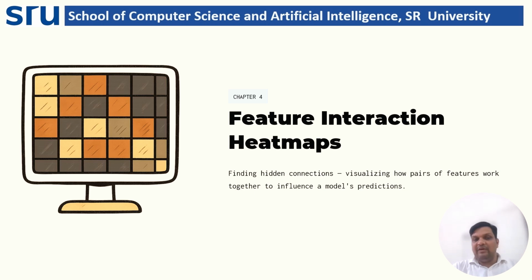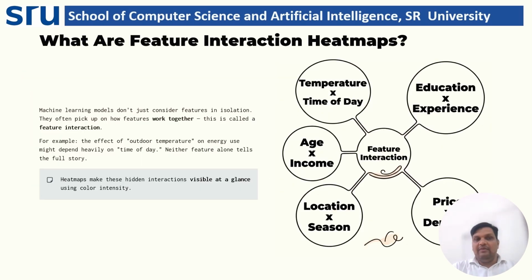Feature interaction heat map: finding hidden connections, visualizing how pairs of features work together to influence a model's predictions. What are feature interaction heat maps? Machine learning models don't just consider features in isolation. They often pick up on how features work together. This is called feature interaction.